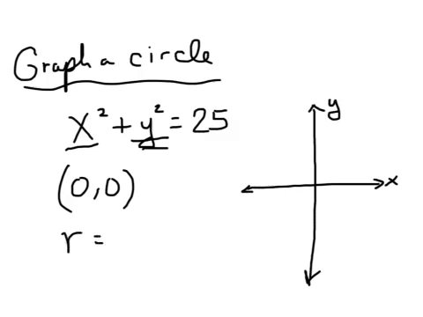Then the radius is going to be this number over here square rooted. So the square root of 25 is 5. Now I do not put plus or minus for this one because a radius is actually a distance, so therefore it should never be negative. So that's why when we say a radius of 5, we do mean 5 in all directions. But for that particular concept, we're not going to put plus or minus like we would if we were solving an equation.